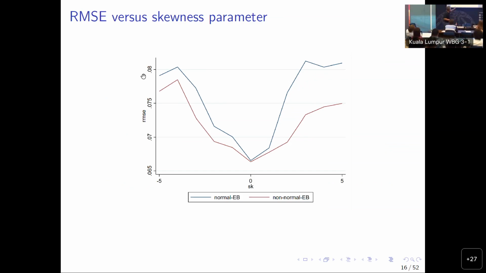What we vary here is the skewness parameter. There's a parameter in the skew t distribution that allows for skewness. When this is 0, we're back in the world of normally distributed errors, so no surprise that the two approaches overlap. But once we deviate from normality, the two approaches start to diverge in terms of their mean square error properties. And you can see that the root mean square error is lower if you accommodate the non-normality in the data.